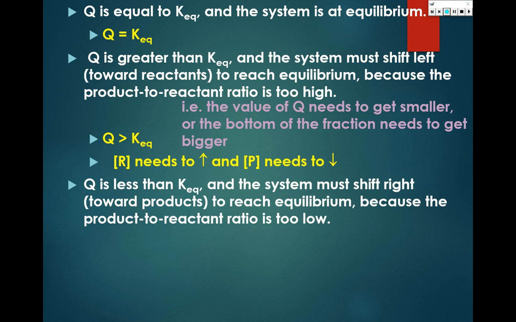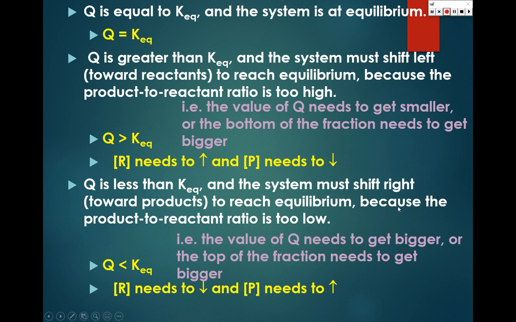Okay, so then the reverse is true. If Q is less than KEQ, you want the number to get bigger, to become equal to KEQ. If it needs to get bigger, then the top of the fraction, or the products, need to increase, which is a shift to the right. Or you could think of it like you want the bottom of the fraction to get smaller.